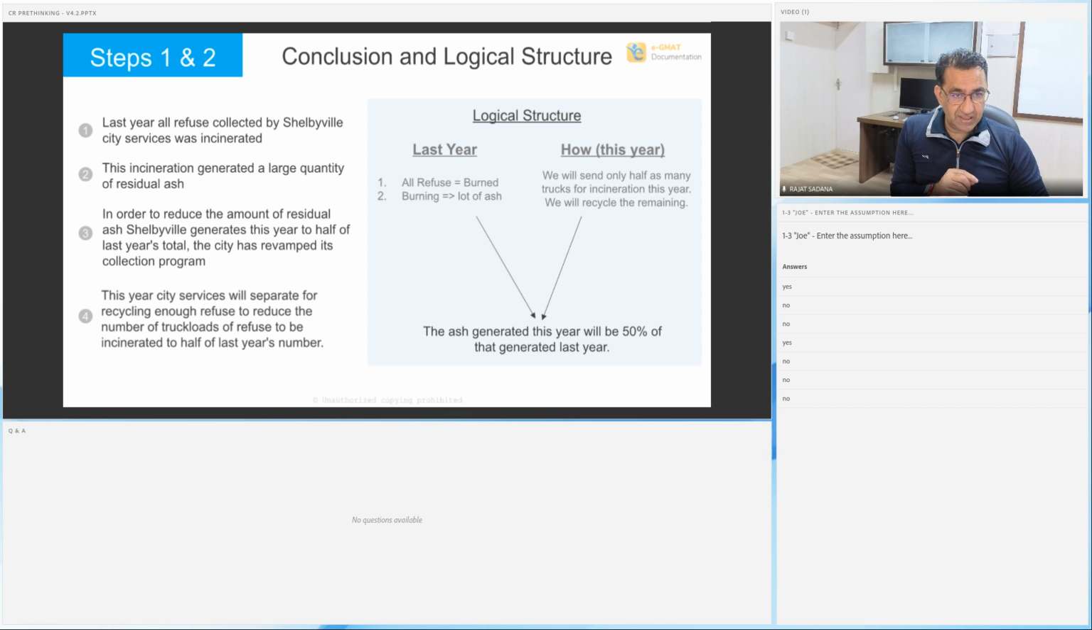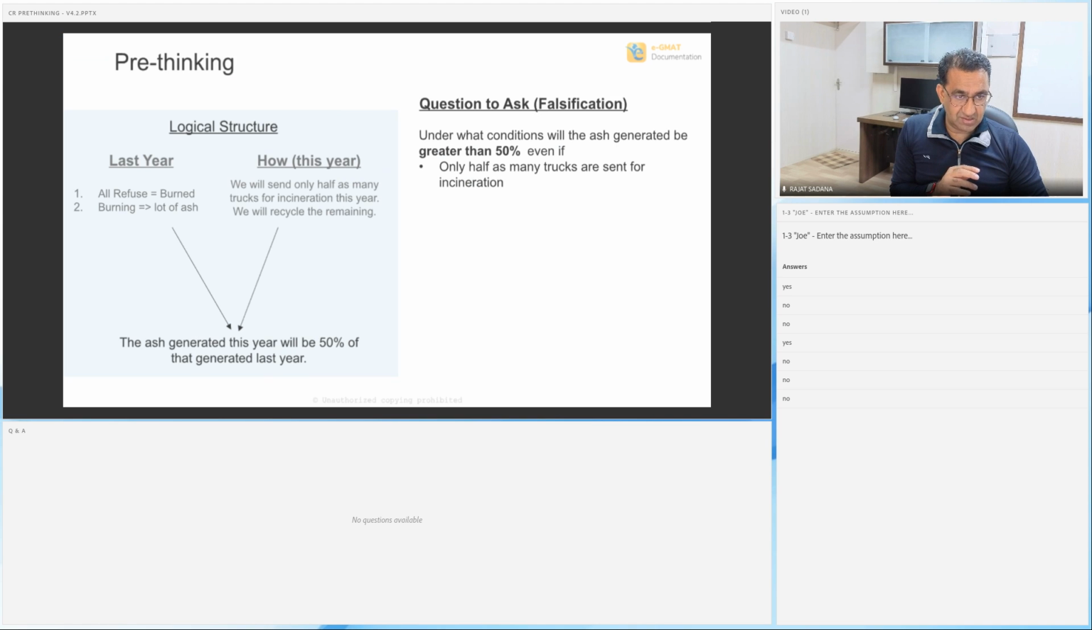Last year, everything that was collected was burned, which generated a ton of ash. This year, we've decided to recycle, so we send half as many as we sent last year. And based on this, my conclusion is that we are going to generate half as much ash as we generated last year.